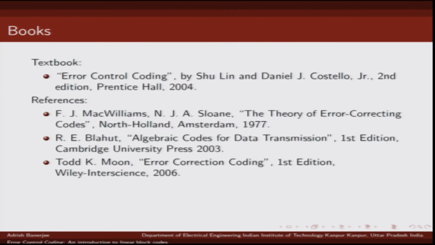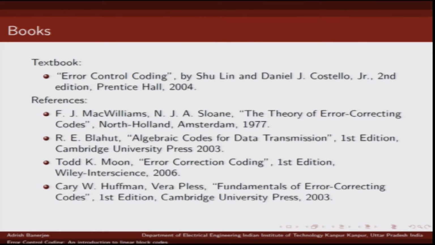And there are some very nice books which you can use as a reference book. For example, this book by Sloane and MacWilliams is a very nice book on block codes. You could also follow this book by Blahut on algebraic codes for data transmission. This book, Error Control Coding by Todd K. Moon, also gives a very nice introduction to error correcting codes. Or you could use this book by Huffman and Pless called Fundamentals of Error Control Codes.